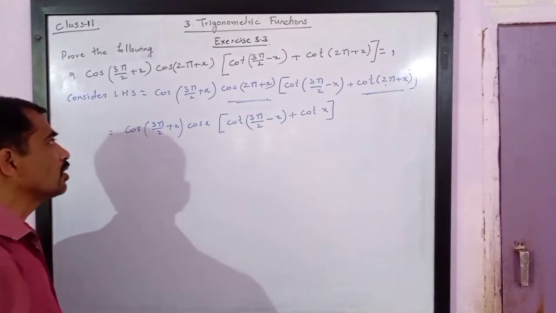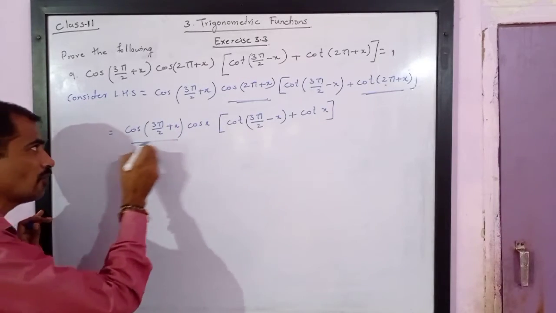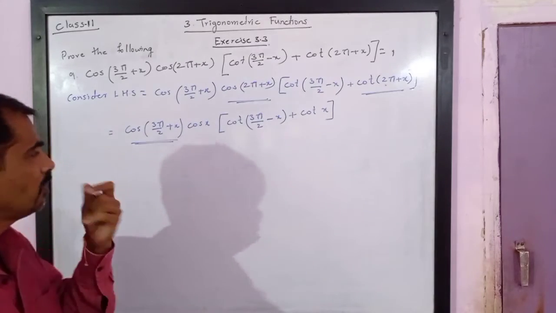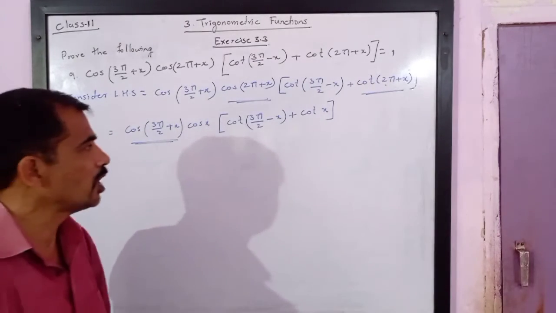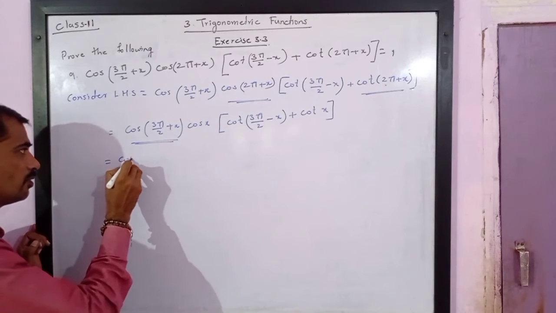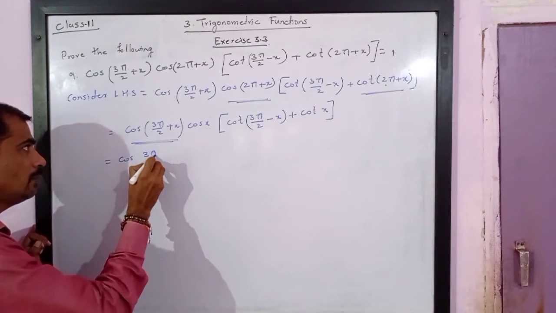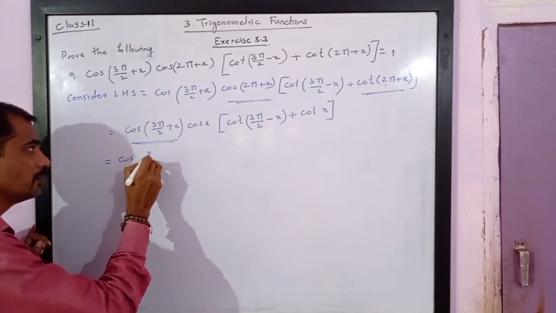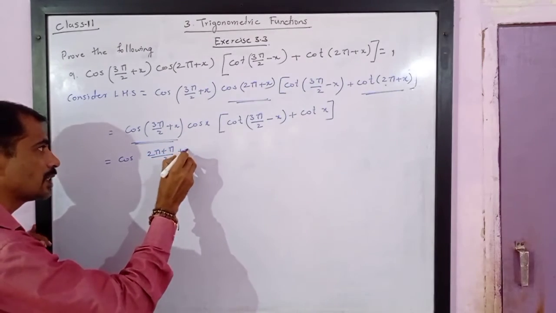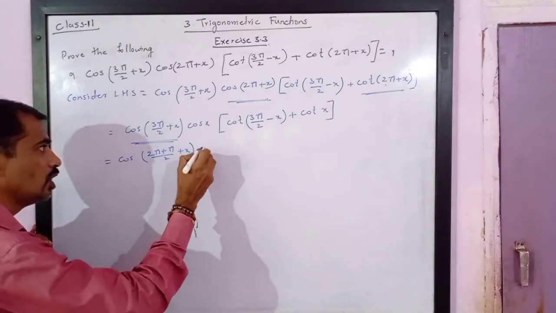Now let us try to understand this. Cos of (3 pi by 2 plus x). We have solved earlier problems and we have arranged the numerator in the form of the denominator. So 3 pi upon 2 becomes 2 pi plus pi upon 2, so this is equal to cos of (2 pi plus pi upon 2 plus x) into cos x.